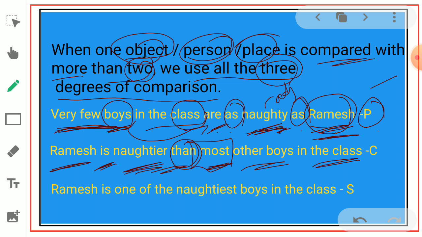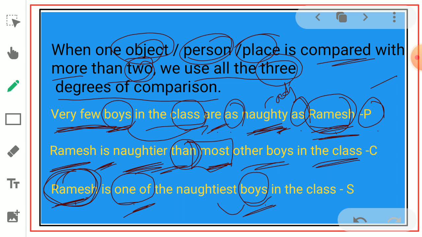Then the last one. Ramesh is one of the naughtiest boys in the class. Again, Ramesh at first. One of is used because naughtiest boys is plural form. So, to whom are we referring? Ramesh. We are stressing Ramesh about his quality and comparing with boys. Ramesh is one of the naughtiest boys. So there are naughtiest boys, among them Ramesh is one of them. That is the indication we are taking here.